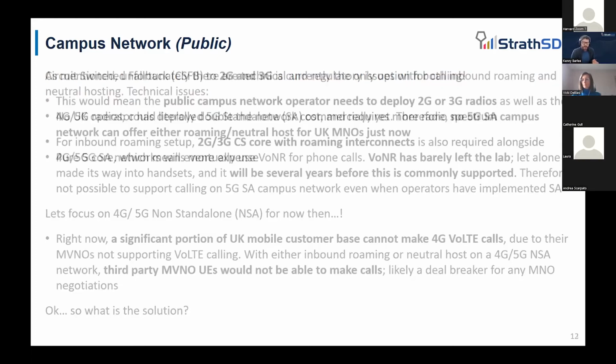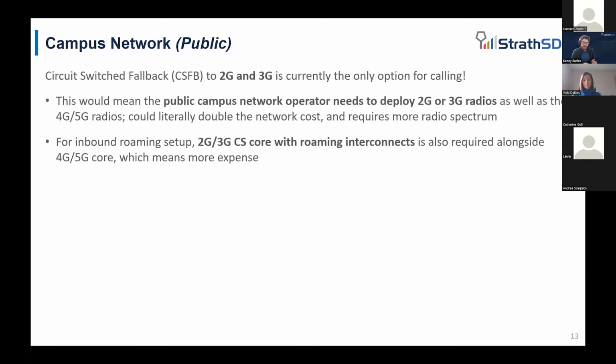So right now, unbelievably, the only solution we have in the UK is to deploy circuit switch fallback networks with 2G or 3G. And this would mean that your campus network needs to feature 2G and 3G radios, which could literally double the cost of your build. And if you're doing the inbound roaming setup, you will also need a 2G or 3G circuit switch core with its own roaming interconnects as well.